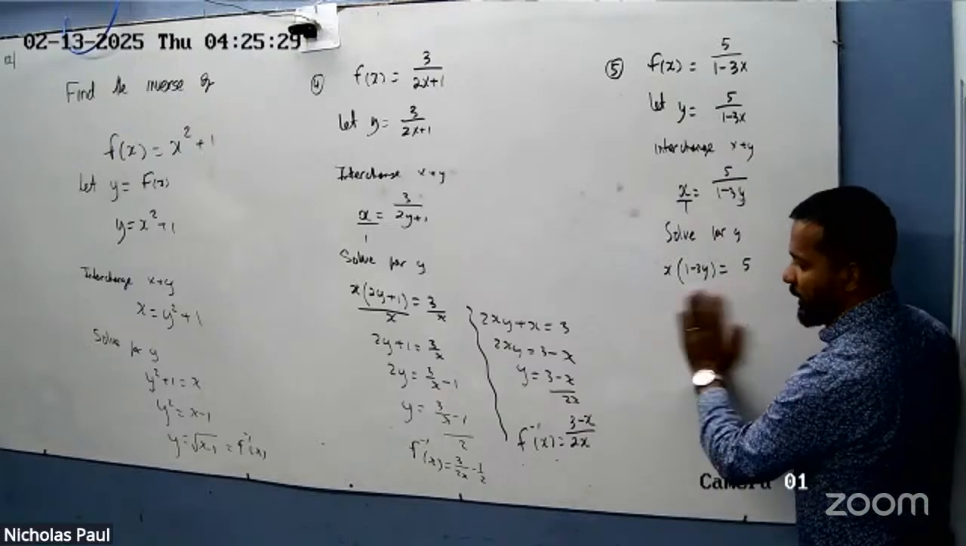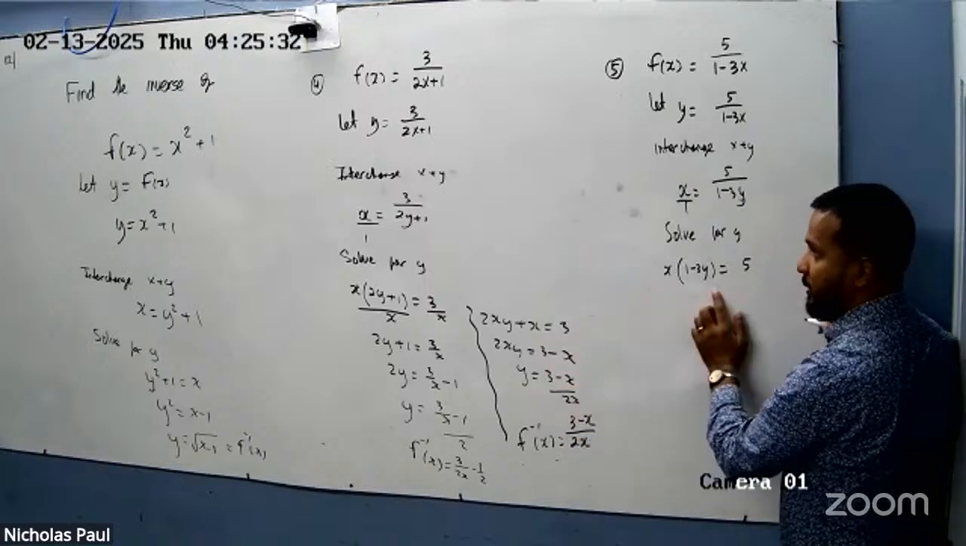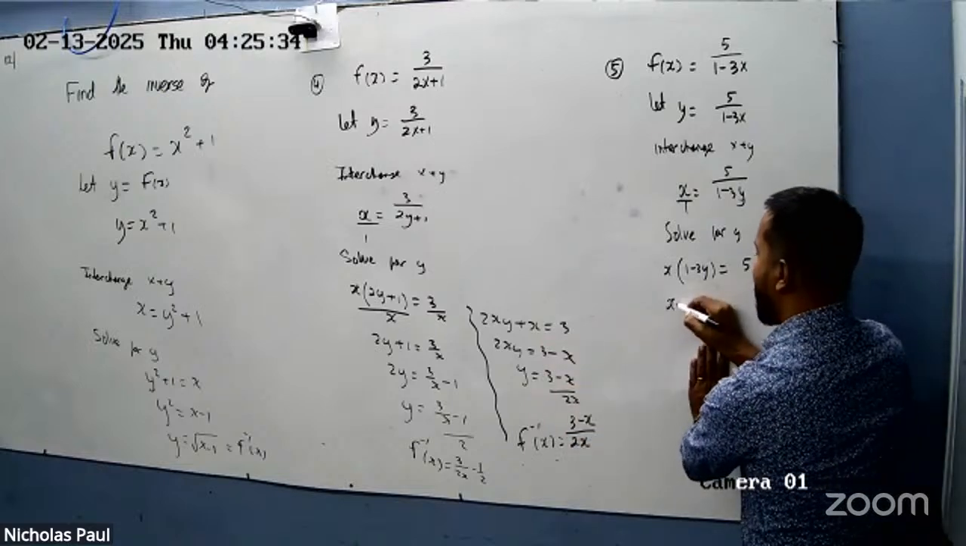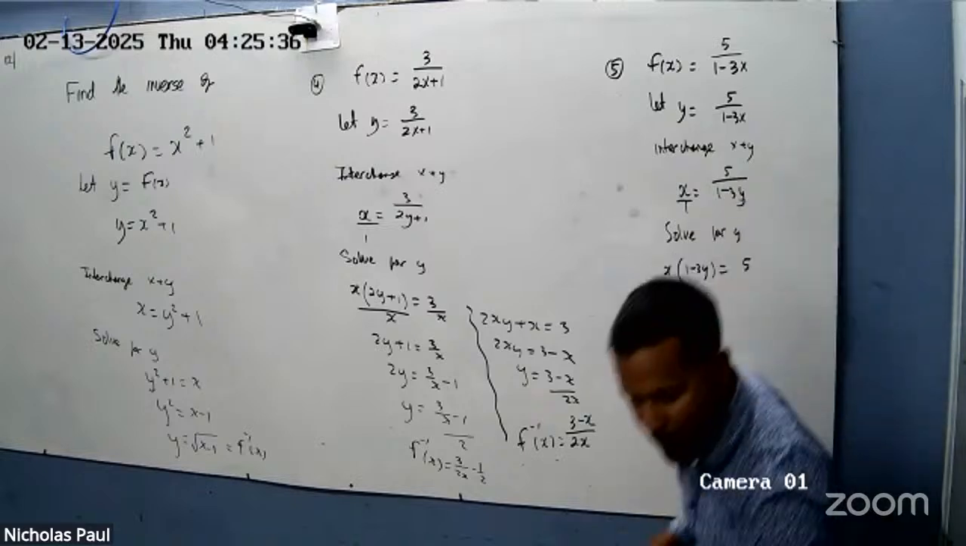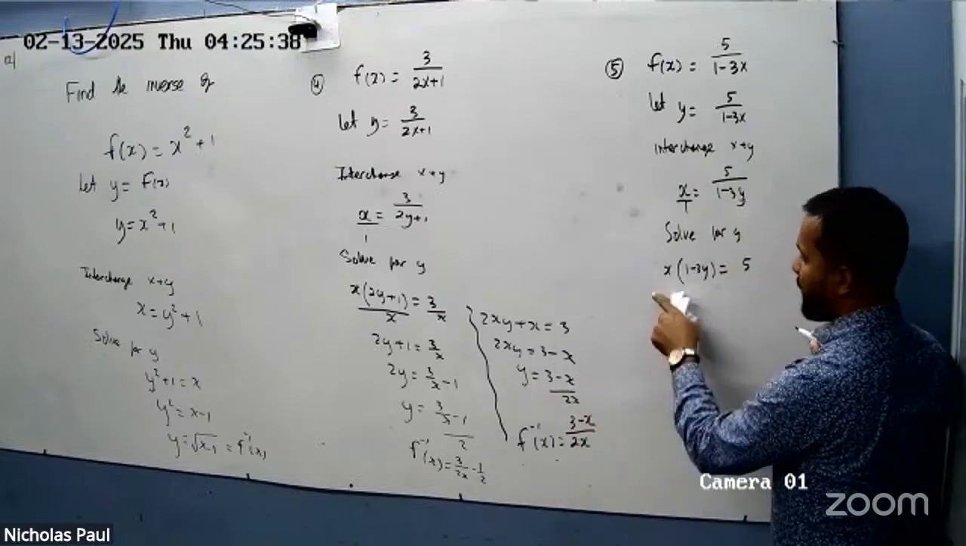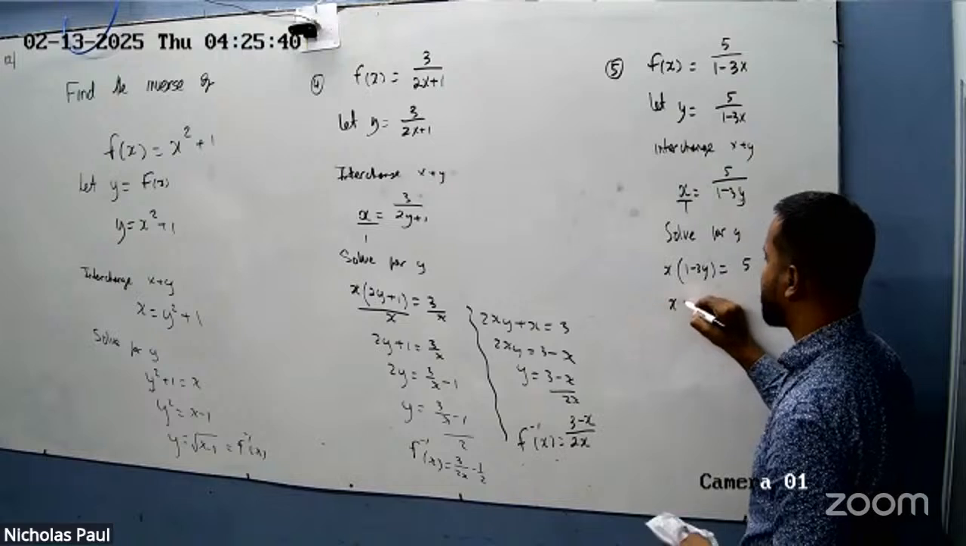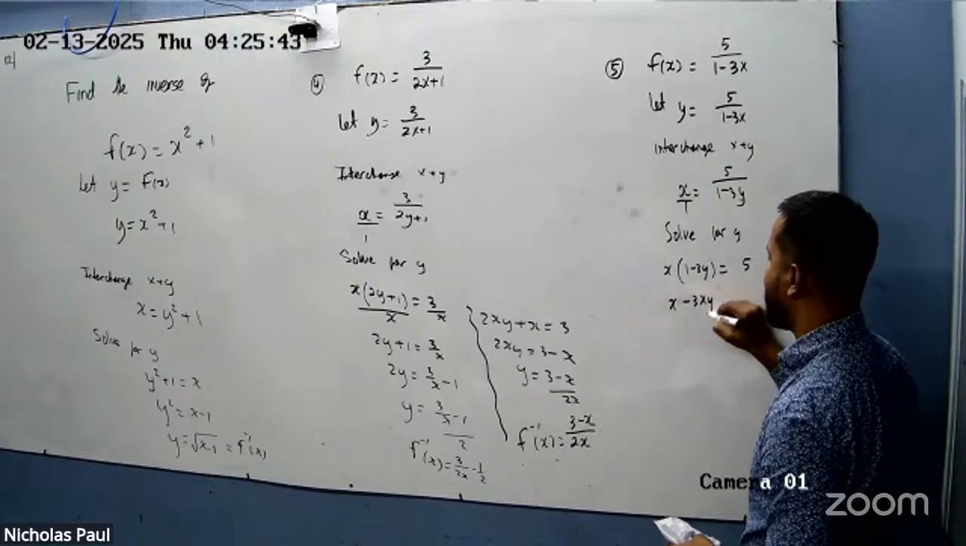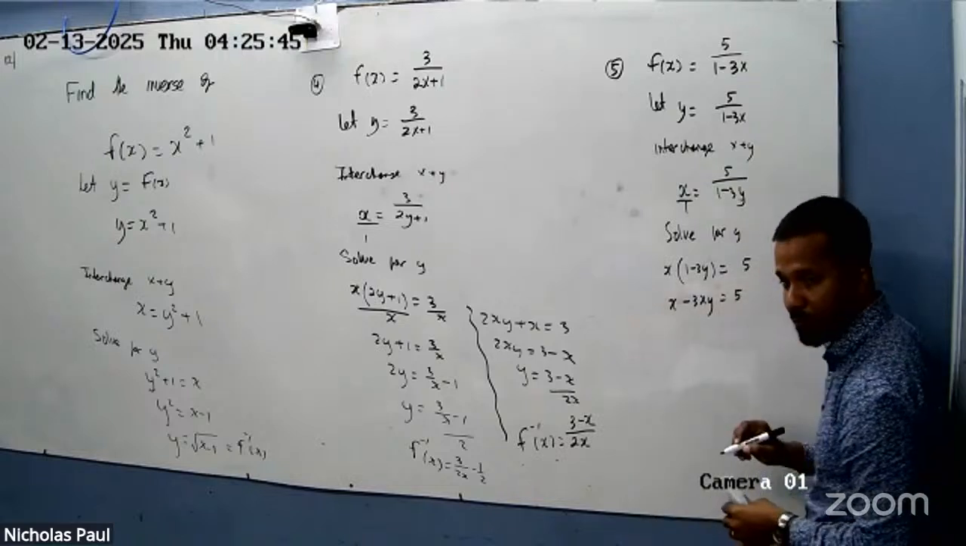When you reach here now, I'm sticking to this method. So I'm going to multiply this out, and I'm going to get x minus 3xy is equal to 5.